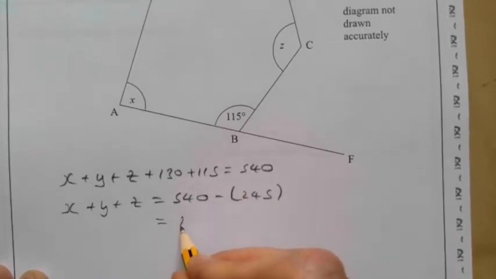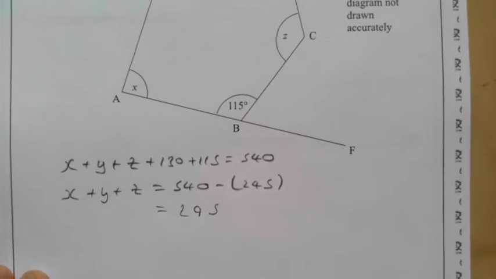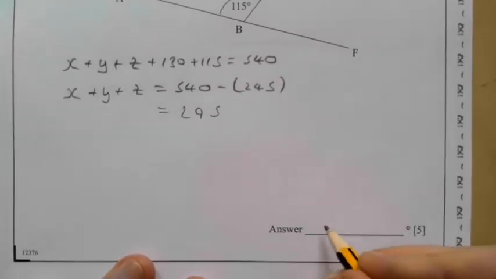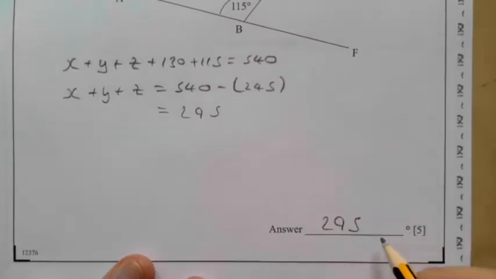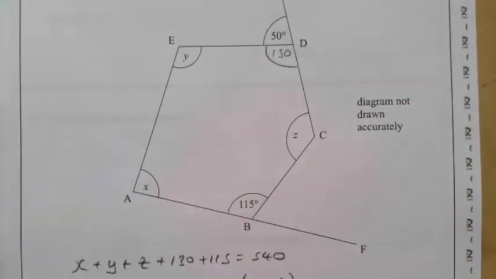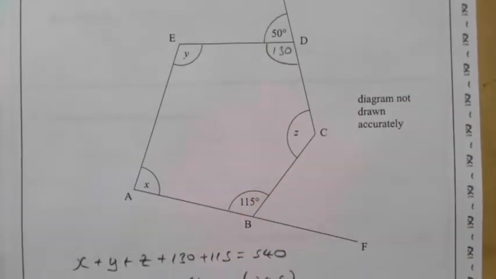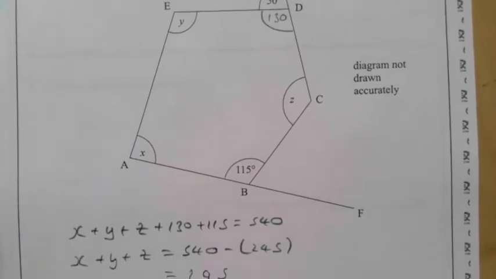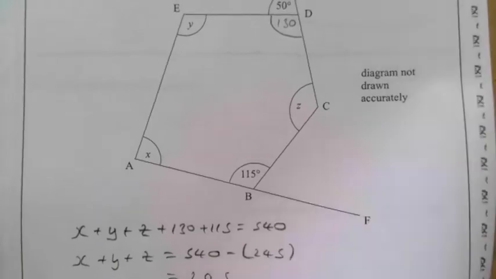And that equals then 295. So my answer to this one then is 295. You can split it up into kind of 3 triangles. That'll help you know that it does come to 540, and that's actually the way I thought in the mark scheme, but the way we've done it there then is fine. Let's go on then to question 8.